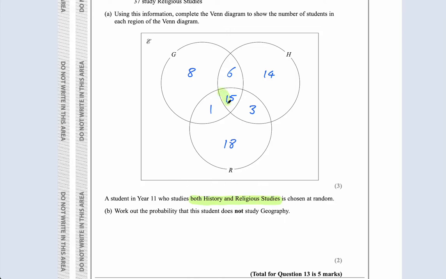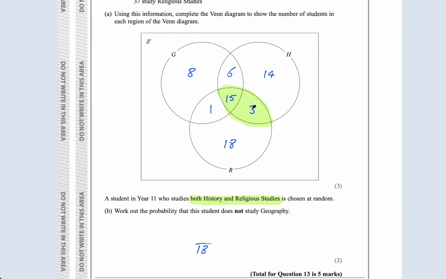So he's in here, this section. Okay. So he's one of these 18. So the answer is going to be out of 18. The probability he does not study geography. So it's out of 18 because there's only 18 people. And then we're like, okay, out of these 18 people, as you said, it's one of these 18 people, what is the probability he does not study geography?